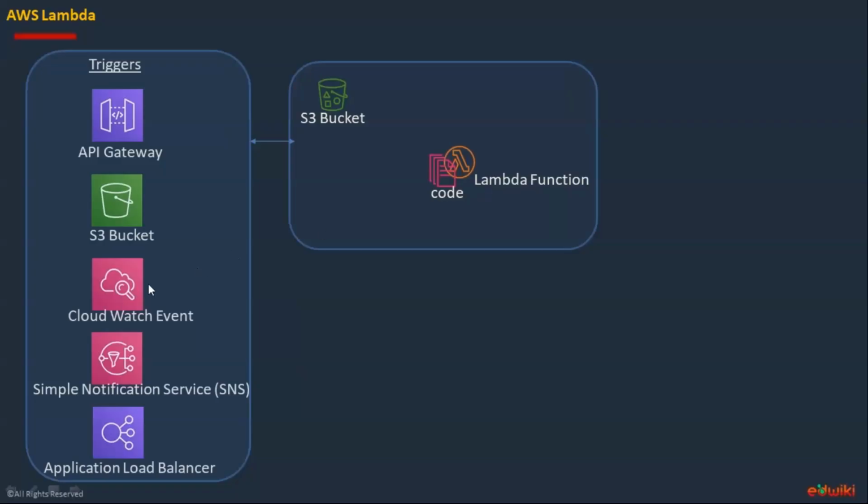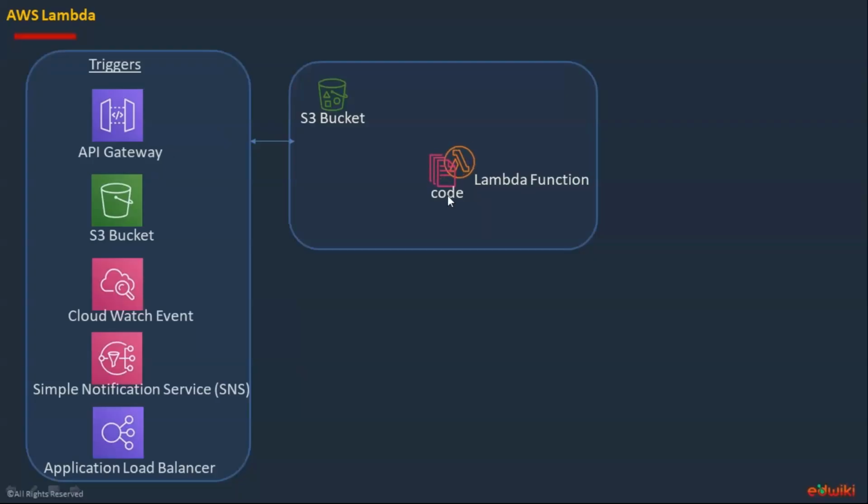Not only that fixed schedule, there are a few other sources also, and you see S3 as a source, SNS as a source, application load balancer as a source, and there are a few other ones. So all these are the sources which will be informing Lambda.